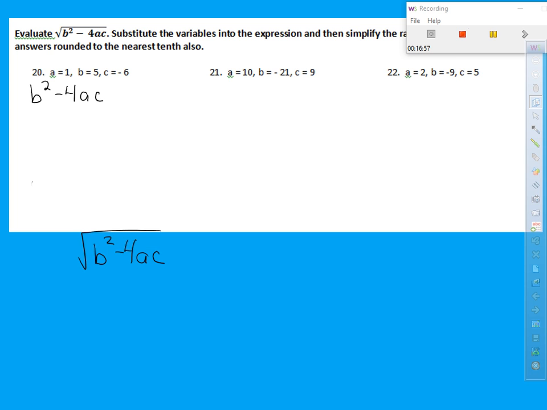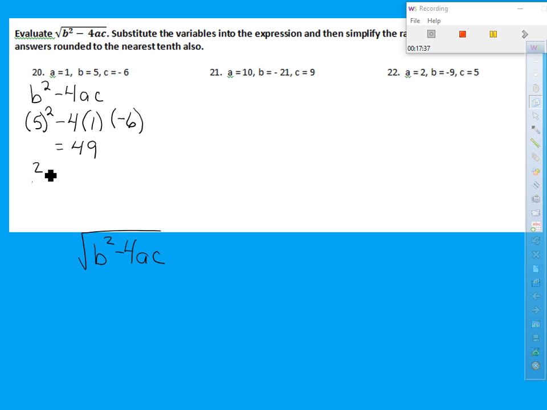So in place of b, I'm going to put a 5. Get in the habit of putting that b value in parentheses, whether it's positive or negative. If it's negative, you've got to use parentheses. If it's positive, it doesn't matter. But I've got 5 squared minus 4 times 1 times negative 6. Now I'm going to ask you to grab your calculator and go 5 squared minus 4 times 1 times negative 6 equal, and you're going to get 49.